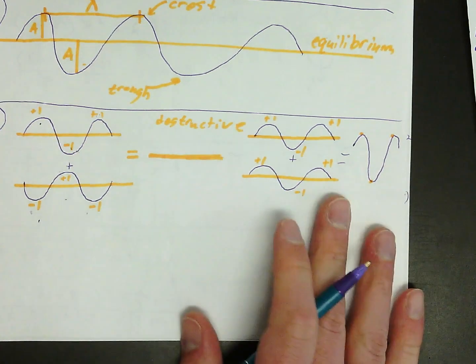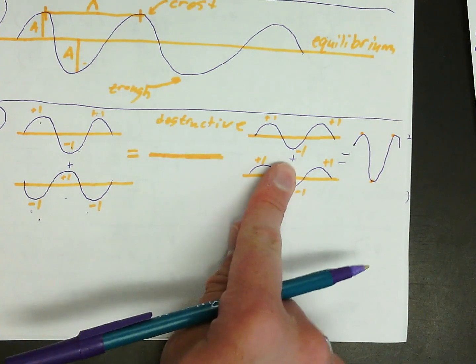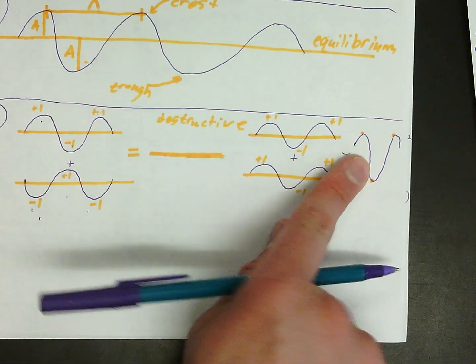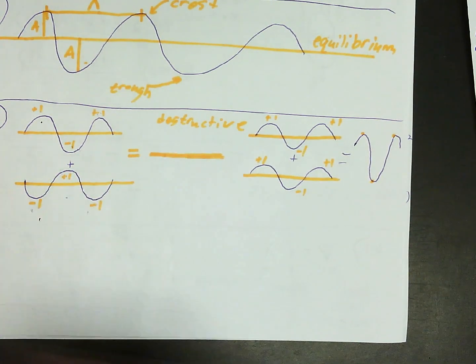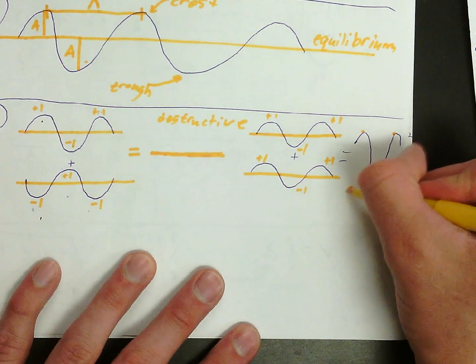See how much larger that is? They added together to get a larger wave. They added together to get a smaller wave. That's the difference between constructive and destructive.